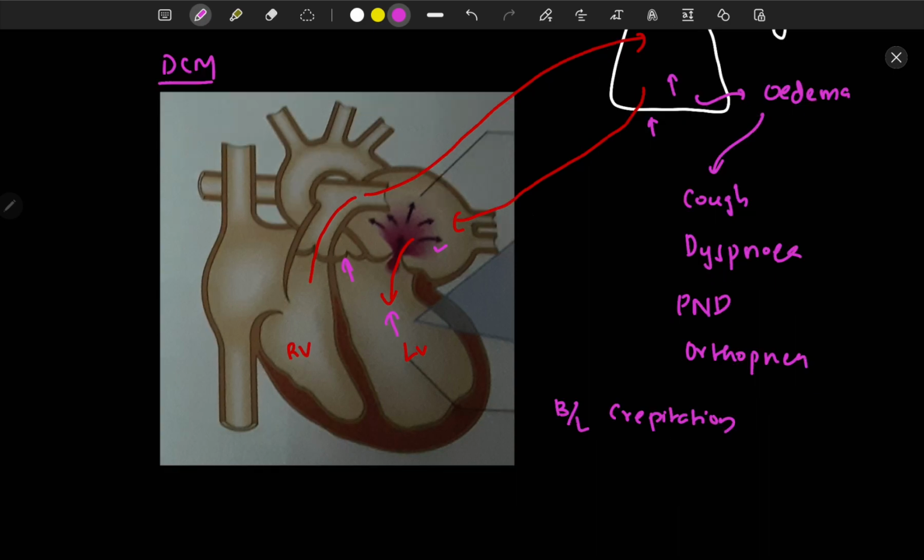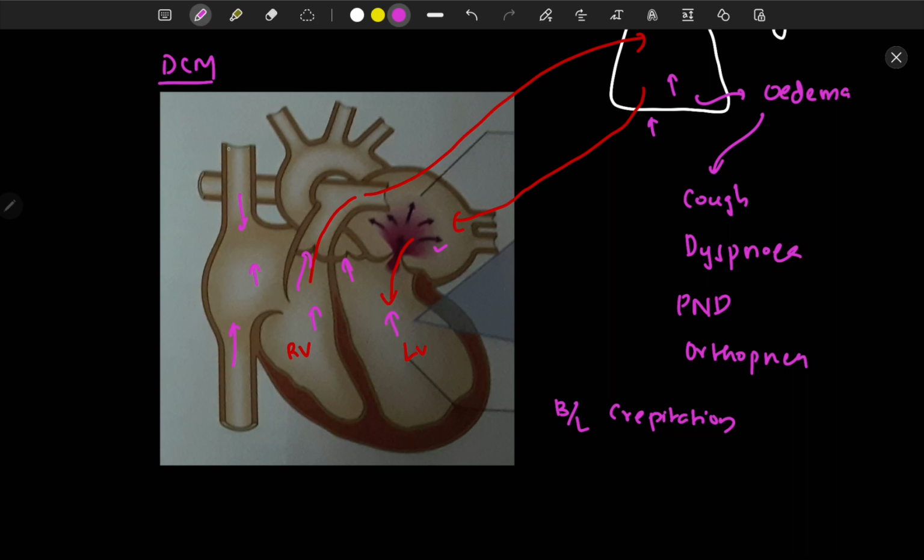Similarly, there is also right ventricular failure. That means the right ventricle is unable to pump the blood due to systolic dysfunction. So the pressure in the right ventricle increases, and due to back pressure the pressure in the right atrium increases. So the caval system, that is the superior vena cava and the inferior vena cava, is unable to pass the blood into the right atrium.